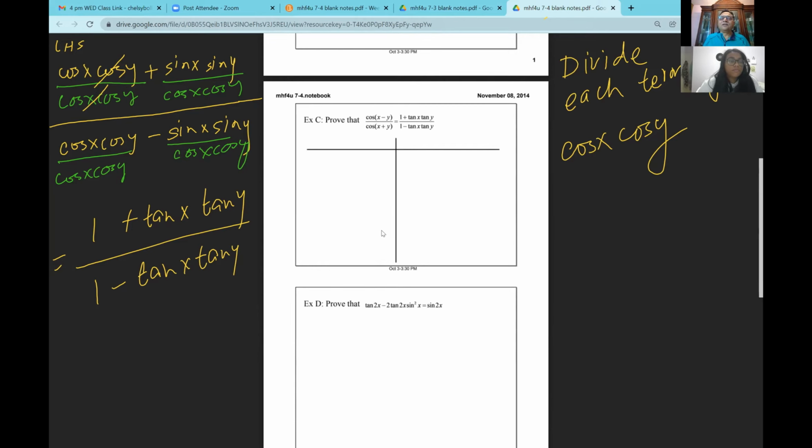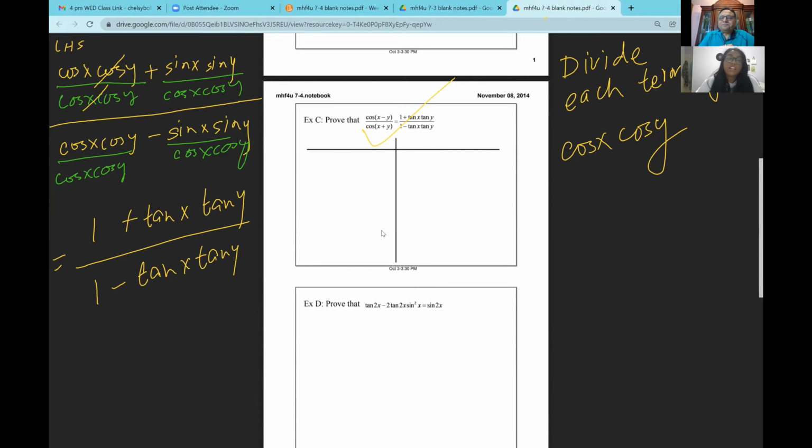Get the idea? Tan is sine over cos. So divide by cos terms, which are cos x, cos y in this case. So the first term becomes 1 in both the cases, and the second term is the product of tans. In between, we have plus in the numerator and minus in the denominator. That's what we need, correct? So that is how we are going to do it. Done?